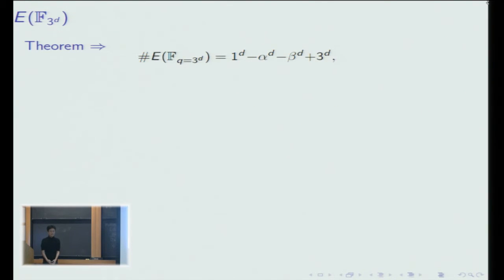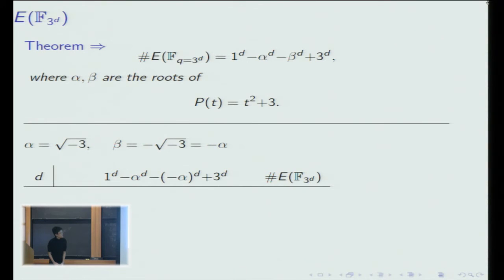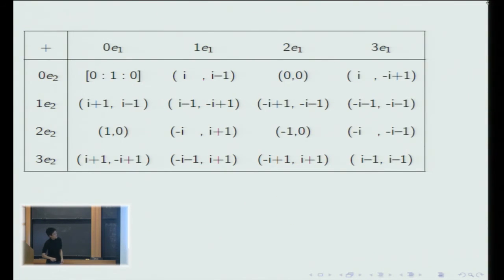And so we can go back to the question at the beginning and answer it. When d is 1, our formula predicts 4 points. And when d equals 2, our formula predicts 16 points. And actually, we already saw all of these points. They're the 2-torsion and the 4-torsion, respectively.